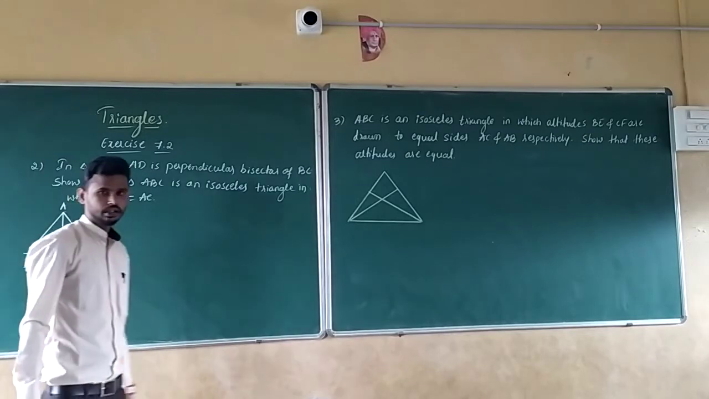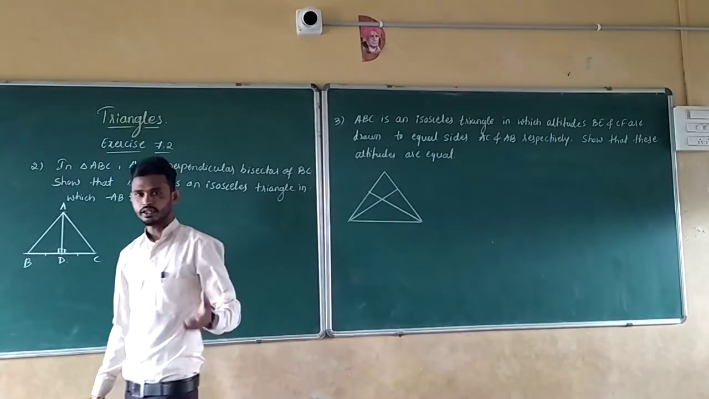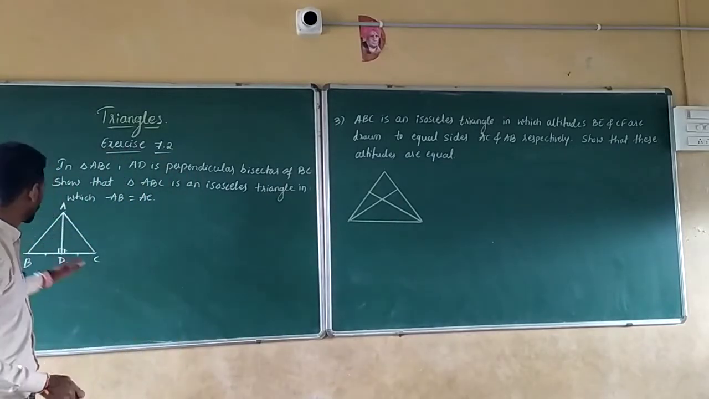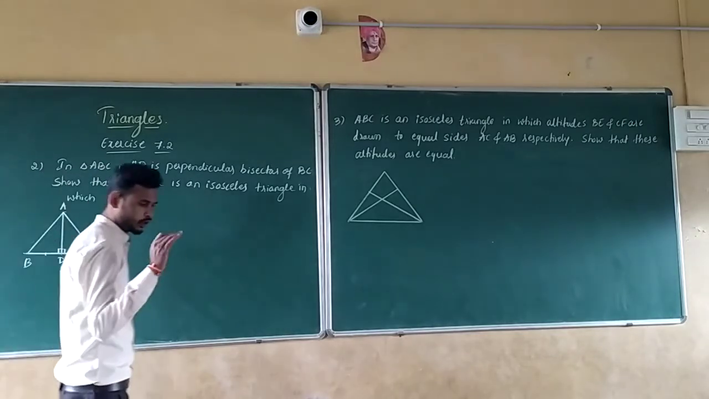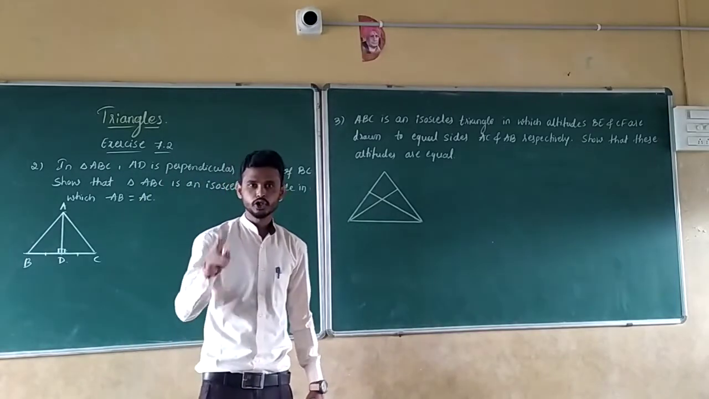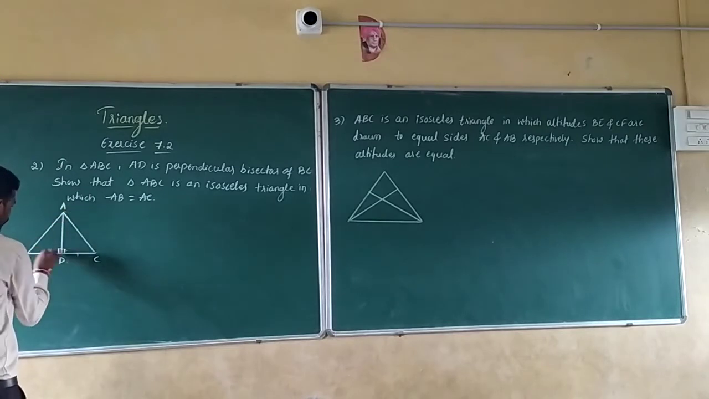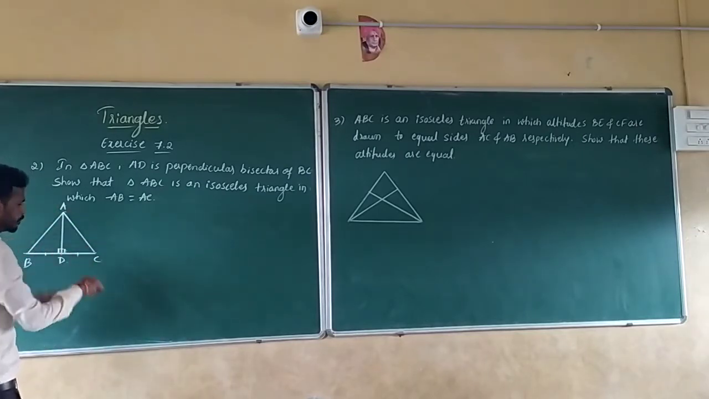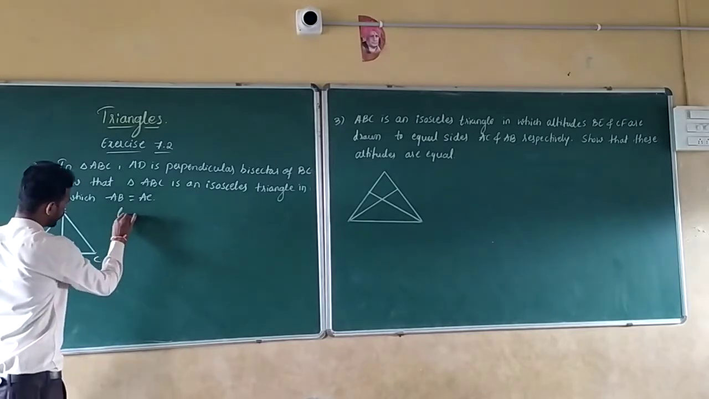When can you say that a triangle is isosceles? If two sides are equal, then we can say that triangle is an isosceles triangle. Now the two sides are AB equals AC. For showing any two terms equal, we need to show two triangles are congruent. So let us show that triangle ABD and ACD are congruent. Then automatically we will get AB equals AC, and then it will become an isosceles triangle. So first of all, write the given.